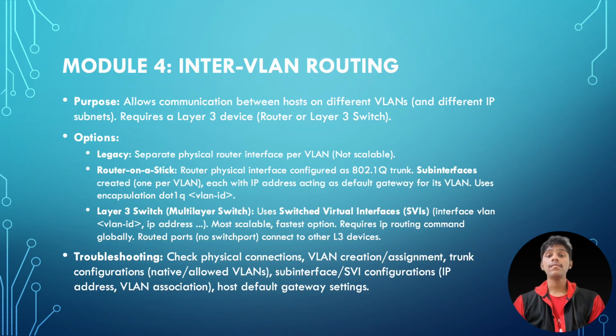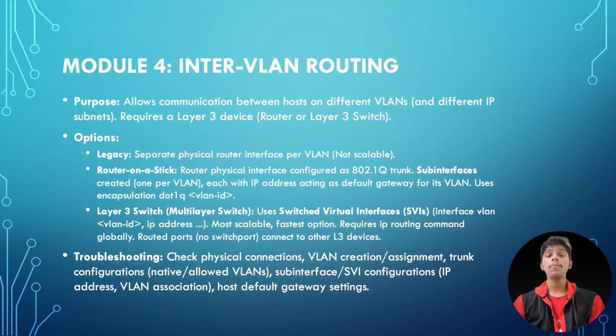The first is a legacy method, using a separate physical router port for each VLAN, not really used anymore because it doesn't scale. The second one is router on a stick. Here you connect a router to a switch using a single trunk link. On the router, you create logical subinterfaces, one for each VLAN, assigning each an IP address that acts as the default gateway for the devices in that VLAN.